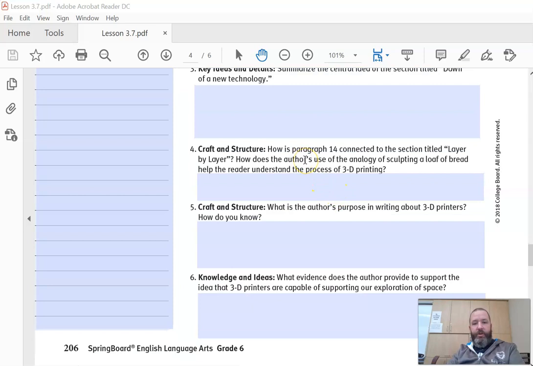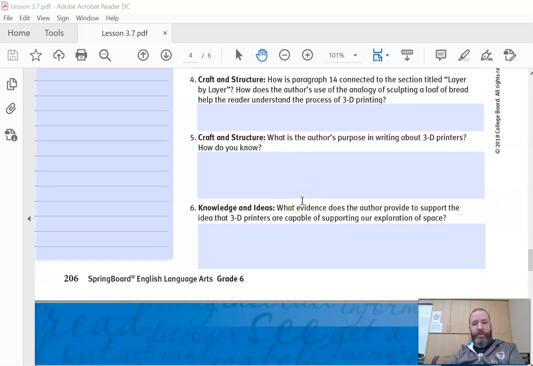Number 4, how is paragraph 14 connected to the section titled Layer by Layer? How does the author's use of the analogy of sculpting a loaf of bread help the reader understand the process of 3D printing? So go back and review paragraph 14. And how is that analogy? So analogy is comparing one thing to another. It's kind of like a synonym, or kind of like that when you're comparing one thing to help you understand another thing. So that's what it's doing here.